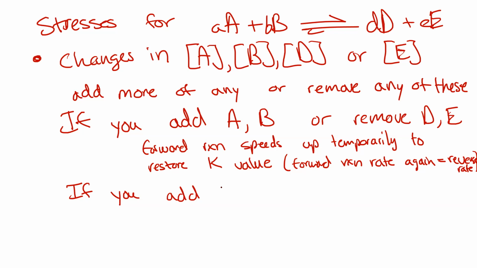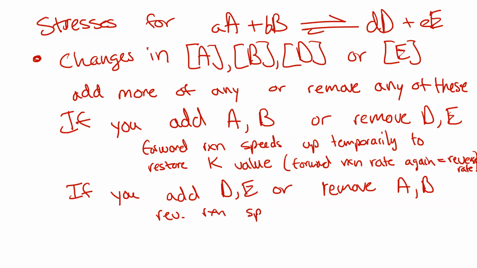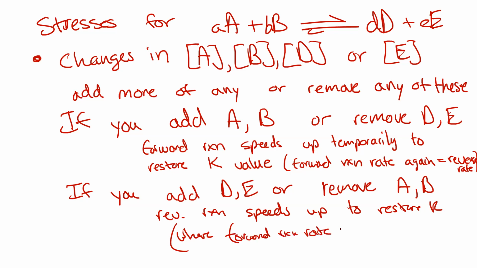Okay. So if you add product, add D or E, or remove the reactants, A and B, the reverse is true, okay? The reverse reaction speeds up to, again, restore K, where now the forward reaction rate is now equal to the reverse rate again. Okay. I emphasize that because that is that fundamental condition required for equilibrium. The forward reaction rate must be equal to the reverse reaction rate to reach equilibrium in the first place.